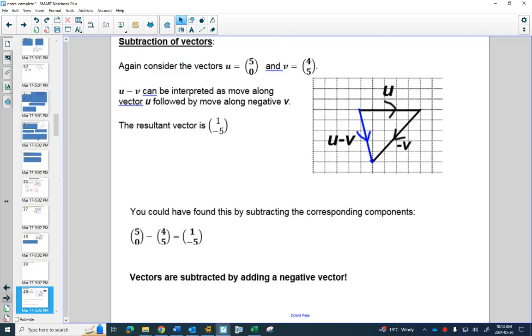If u is 50 and v is 4, 5, u minus v means that you're going to go u first, and then you take v and go in the opposite direction, and you get subtraction. And once again, it's as easy as just subtracting the corresponding components.